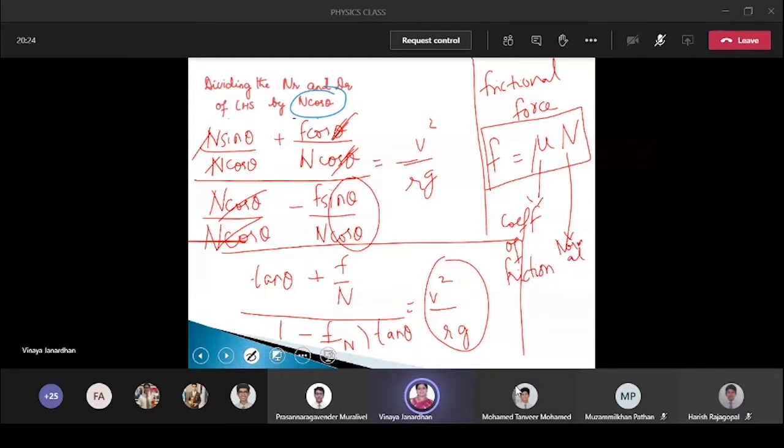And this normal reaction depends on the weight of the body. The more the weight of the body, the more will be the normal reaction. So this is the general expression for your frictional force. Then if that is the case, what happens to your final equation?